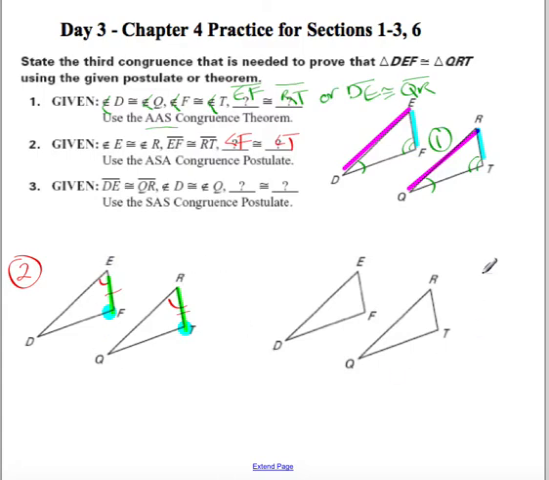I think this practice here is one of the best practices for practicing the particular theorems and making sure that you have them down. If you can do this, then you're very good at naming them.